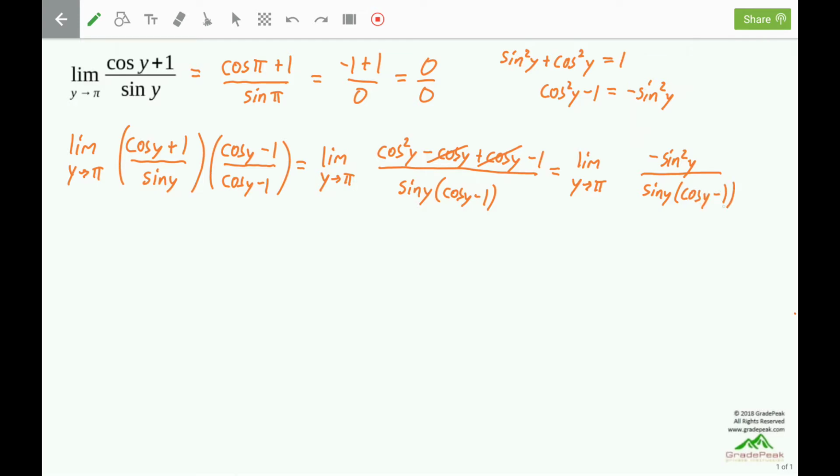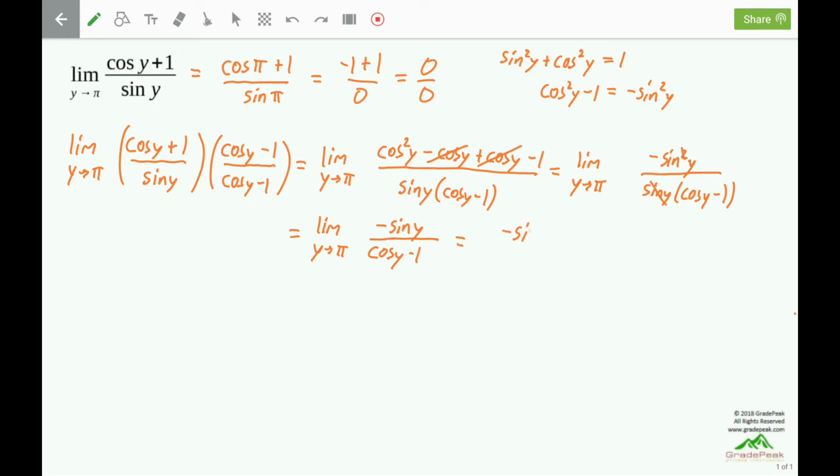At this point, we have a sine of y factor in the numerator and denominator that can cancel. There are 2 of them in the numerator, so there will be 1 left over. And we have the limit as y goes to pi of the negative of sine y divided by cosine of y minus 1. We should no longer have the 0 over 0 indeterminate form, so we should be able to plug in a pi for the remaining y's.